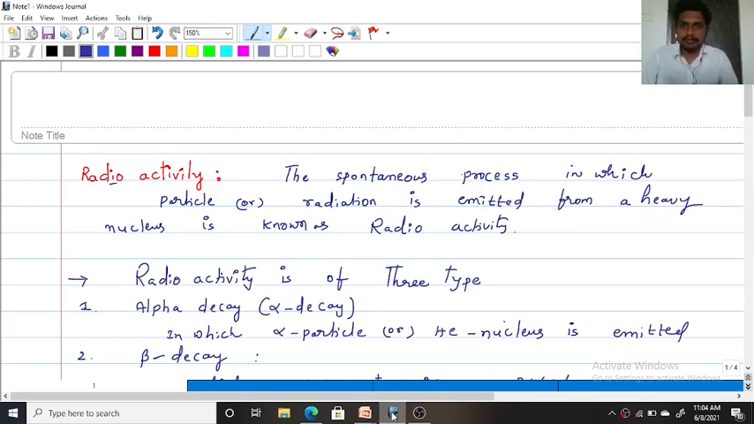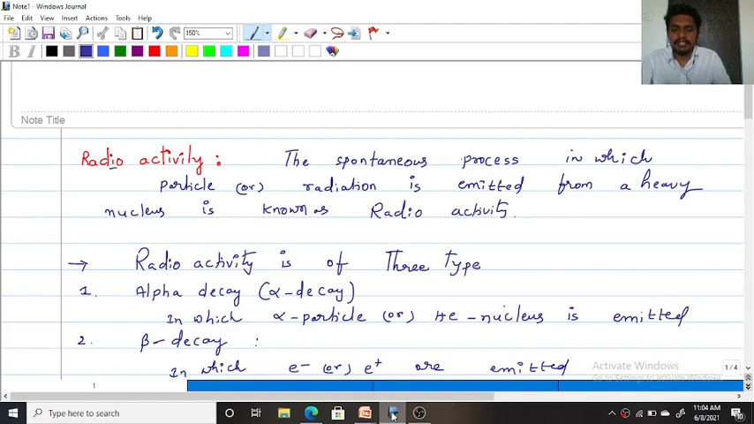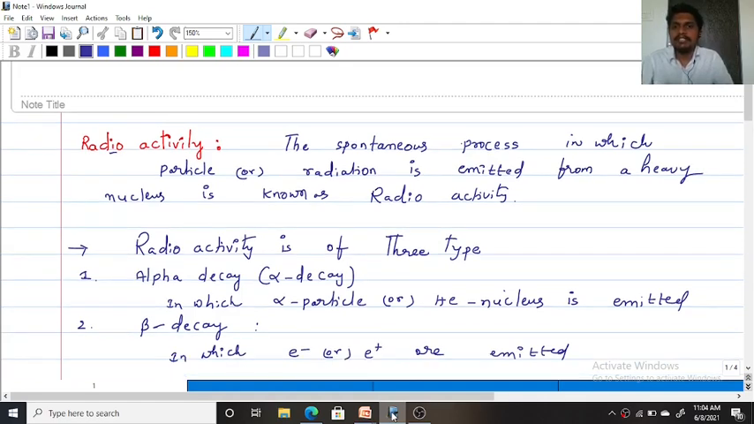Before going to discuss those decay processes, let me recall the definition of radioactivity. What is radioactivity? It is a spontaneous process. It takes place by itself, in which particles or radiations are ejected out from a heavy nucleus, and this is known as radioactivity.